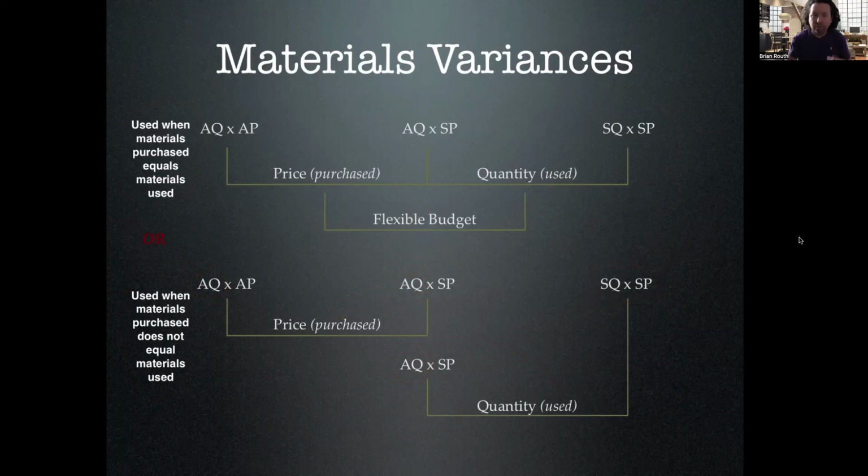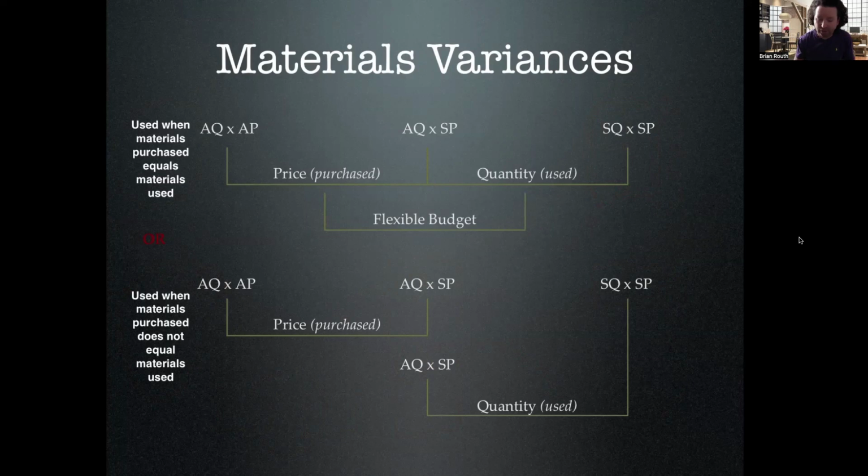So remember what I told you before. Standard quantity, the definition that I like to use, is what should have happened at the actual level of production. So two pieces in that definition. What should have happened, so how much materials should have been used per item or per unit, and then you multiply that times the actual level of production. So you can think of this peg as your flexible budget peg. It flexes to the actual level of production at budgeted prices. So that's what we're looking at there with materials variances.